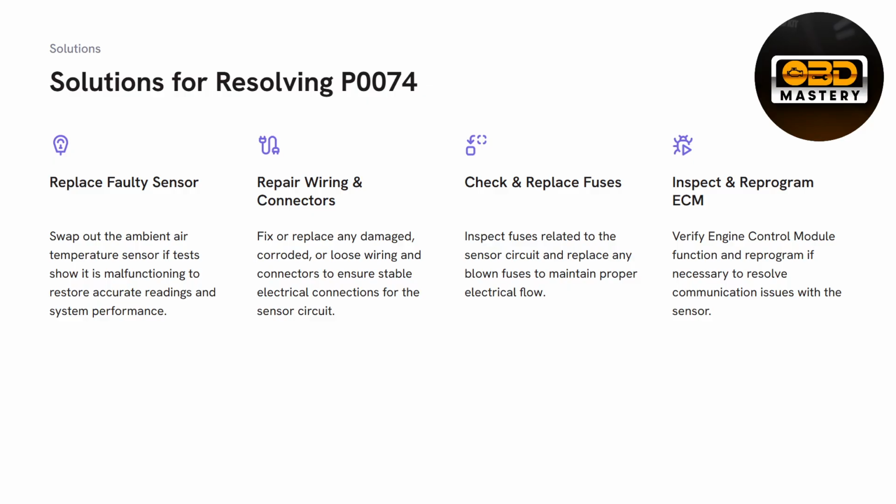Replace faulty sensor. Repair wiring and connectors. Check and replace fuses. Verify engine control module function and reprogram if necessary to resolve communication issues with the sensor. Inspect and reprogram ECM.